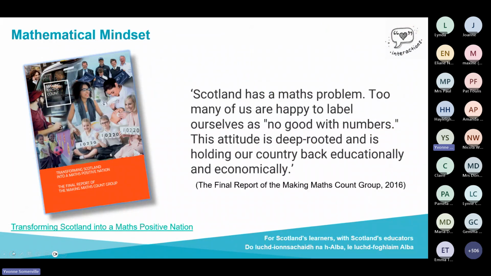I think that ties in quite nicely with the first couple of slides that we've got, which are around our own mathematical mindset. We know from Making Maths Count that it was identified that lots of people in Scotland are quite happy to label themselves as being bad at maths. And you'll often still hear people say, don't ask me, I don't want to split the bill, I'm rubbish at maths.